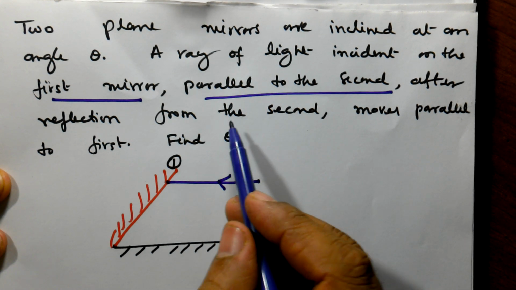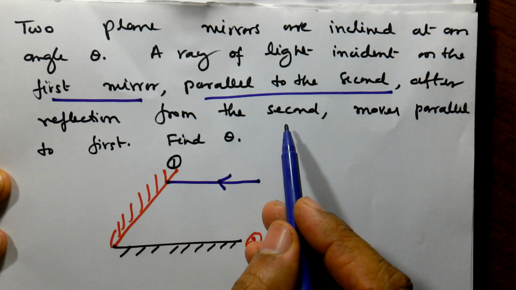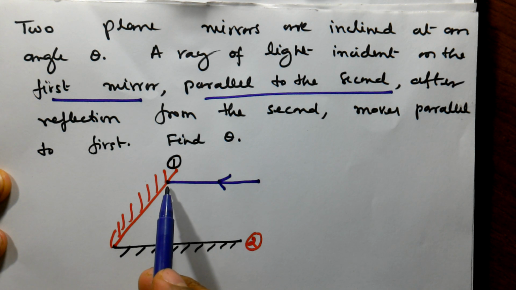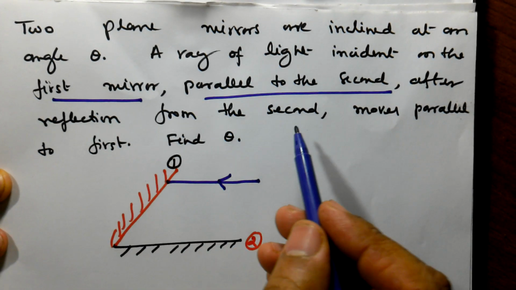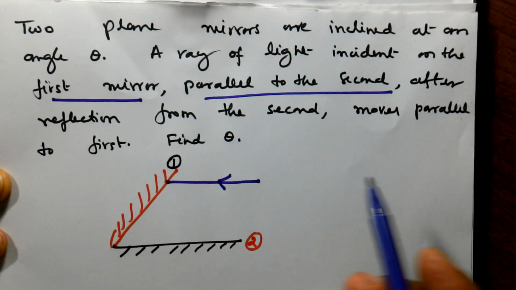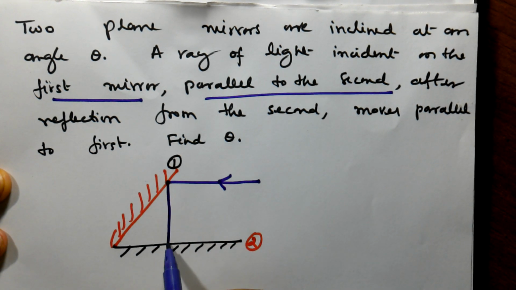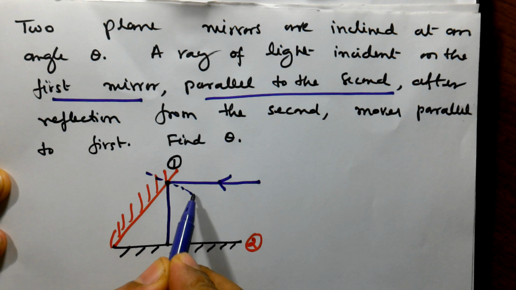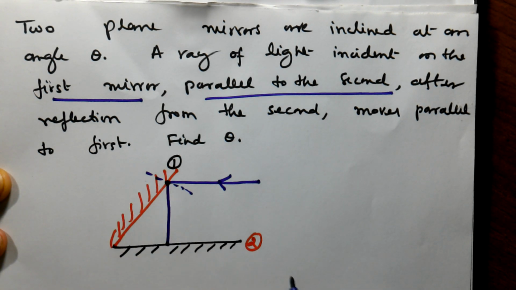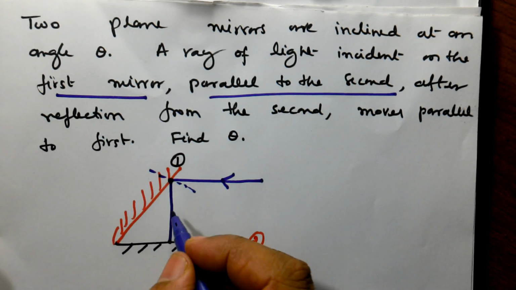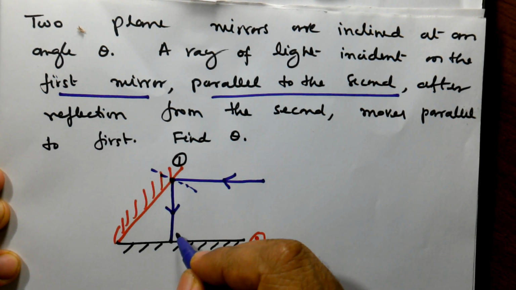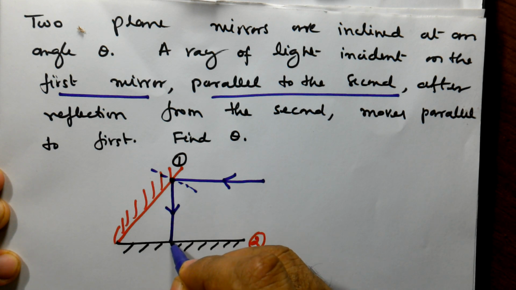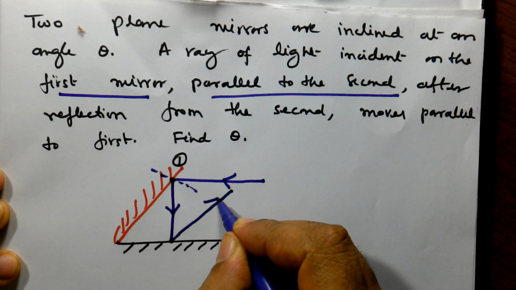And then what about the next one? After reflection from the second, of course, the first reflection should occur at the first mirror. But they say after reflection from the second it moves parallel to the first. Okay, let it undergo reflection like this. Here the angle of incidence and angle of reflection must be the same, and you have to draw a normal. But their argument is that after reflection from the second, it moves parallel to the first. Parallel to the first means it is like this. Am I right?